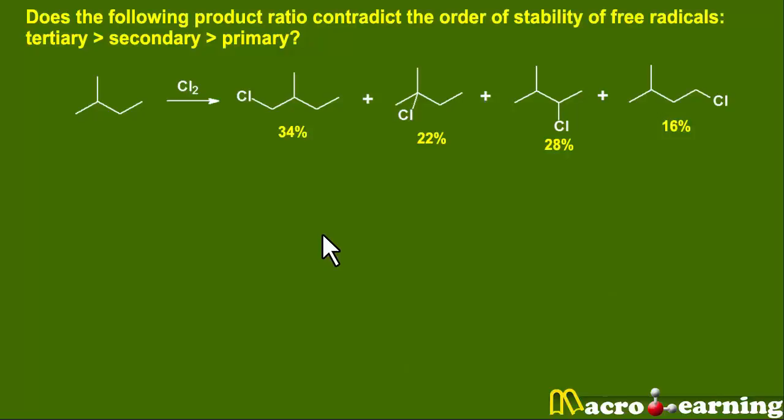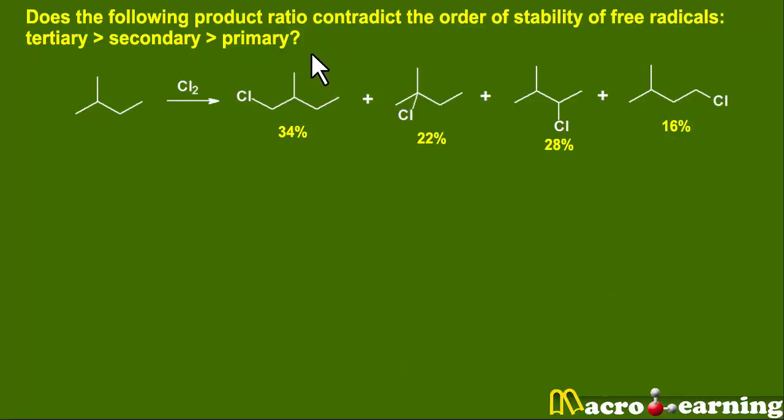We're still dealing with the alkanes part in organic chemistry, and this is another question about the chlorination or the halogenation reactions of alkanes. Let's see. Does the following product ratio contradict the order of stability of free radicals: tertiary, secondary, and primary? Does this number contradict this order here?